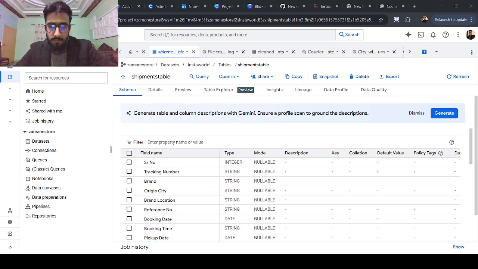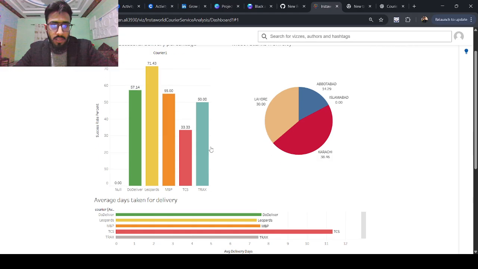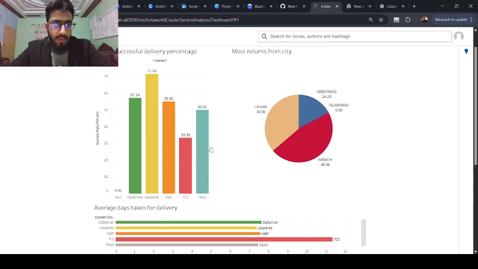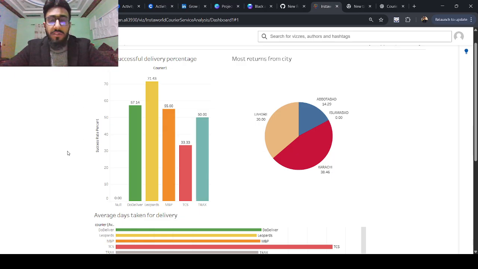So let me first share the dashboard with you guys. All right, this is the dashboard that I made. It's pretty basic. We have three sheets combined in this dashboard. I'll be getting back to each of the tables which I transformed while cleaning and transforming the data. Firstly, we have the courier successful deliveries percentage. So what is the percentage of successful deliveries for each courier?